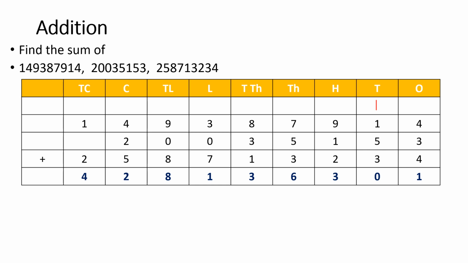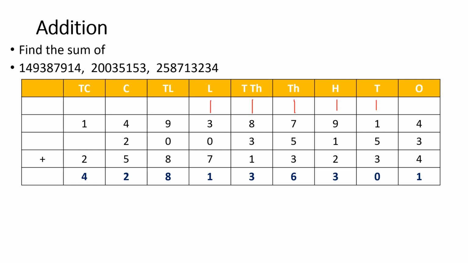Then 1 plus 1 is 2, 2 plus 5 is 7, 7 plus 3 is 10. We will write 0 here and 1 as carry. 9 plus 1 is 10, 10 plus 1 is 11, 11 plus 2 is 13. We will write 3 here and 1 as carry. Then 7 plus 1 is 8, 8 plus 5 is 13, 13 plus 3 is 16, we will write 6 here and 1 here. 8 plus 1 is 9, 9 plus 3 is 12, 12 plus 1 is 13. We will write 3 here and 1 as carry.